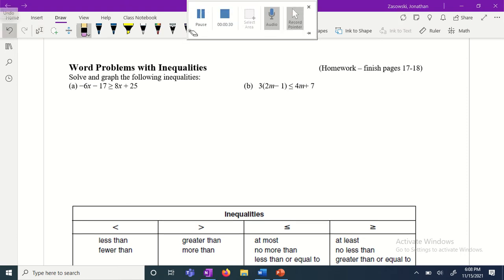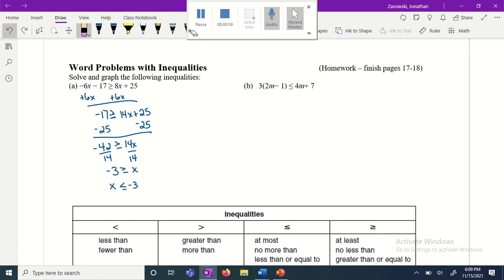All right, so for the first one here, hopefully you ended up with x is less than or equal to 3. And how we're going to get that is, number one, remember, get the x's on the same side, so we can move the 6x over. End up with negative 17 is greater than or equal to 14x plus 25. Move that 25 to the other side. Negative 42 is greater than or equal to 14x. And then divide out by 14 to get negative 3 is greater than or equal to x. And we can also flip that around. Make sure you change the inequality when you switch sides here, when you bring the x over. So x is less than or equal to 3.